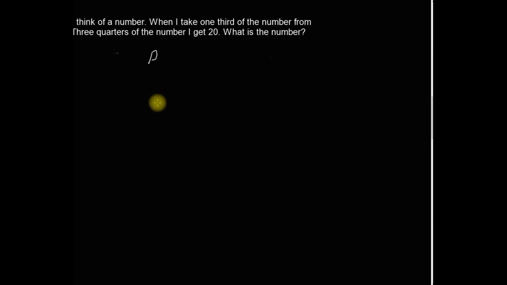Anyway, when I take 1/3 of the number from 3/4, that means 3/4 of p, and I take away 1/3 of p. So these two expressions mean I'm taking away 1/3 of the number from 3/4 of the number. I'm translating what I have in words into a mathematical equation. So 1/3 of the number taken away from 3/4, I get 20. What is the number? From here on, we just do a simple algebraic process.